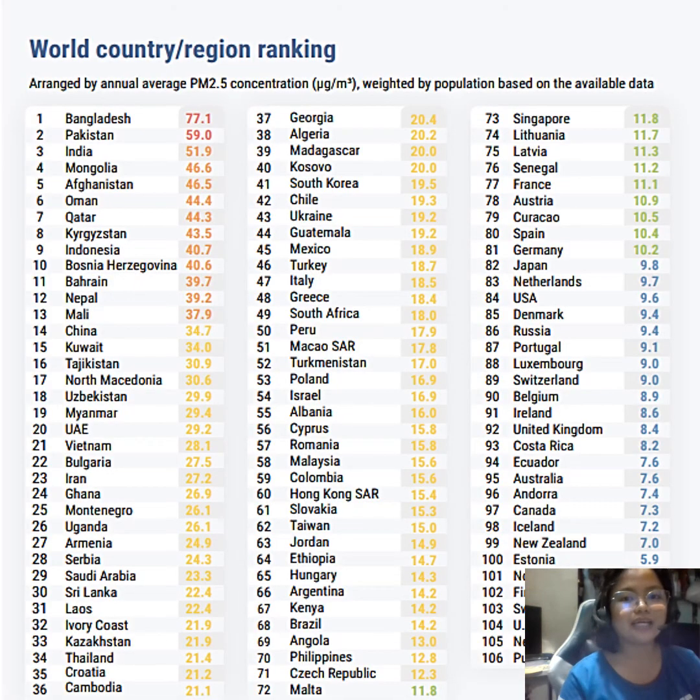Yeah. So, for the world country or region ranking, as I've said a while ago, Bangladesh, Pakistan, and India are the countries that have the greatest amount of particulate matter 2.5 concentration. Ibig sabihin, sila ay medyo talagang polluted area when it comes to air. And sa Philippines po, based on this 2020 World Air Quality data, we are on the 70th. Medyo kalagitnaan po, no?